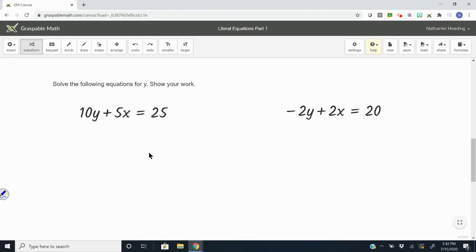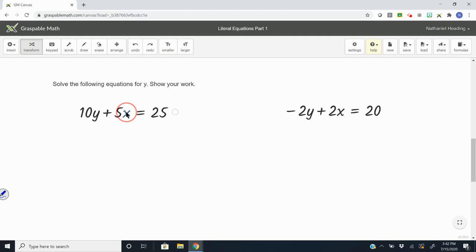Now, one common thing you're going to be asked to do is to isolate y. It'll say something like, solve the following equations for y. Essentially, what that's asking you to do is to get y by itself. So let's take a look at these problems here. I want to get rid of this 5x. I need to get x to the other side. Now, if this x weren't here and it was just a 5, what would we do? We would subtract 5 from both sides. So we're going to do the same thing here.